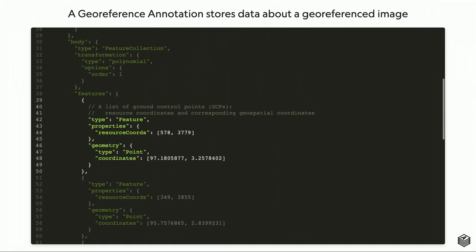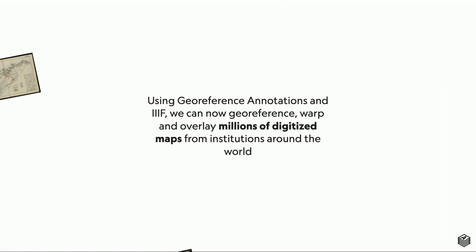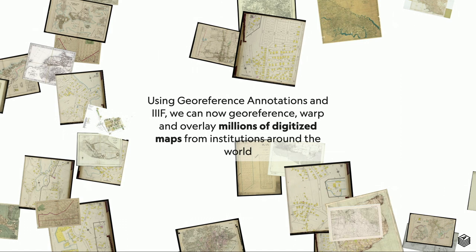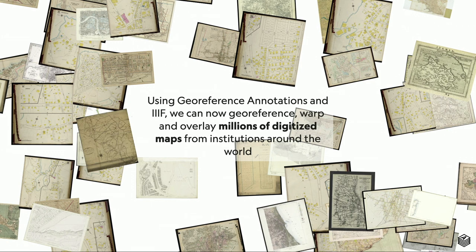And then the most important part is linking resource coordinates to geospatial coordinates. So in the annotation, you supply a list of those pairs of points called ground control points. You can see here, there are resource coordinates, mostly pixels, and then lat long coordinates. And with those annotations, we can start placing all of those millions of IIIF maps that already are available in a geospatial world and start warping them and georeferencing them, overlaying them.